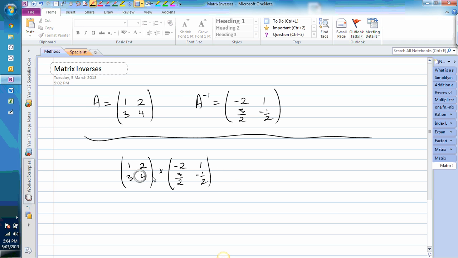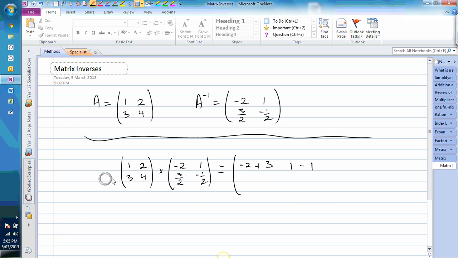Okay, we're going to do that matrix multiplication. We should be able to see pretty quickly whether we've gotten the right answer. So matrix multiplication, we're going to match up our rows and columns. We're going to go 1 times minus 2 is minus 2. 2 times 3 on 2 is positive 3. 1 times 1 is going to be 1. 2 times negative a half is negative 1.